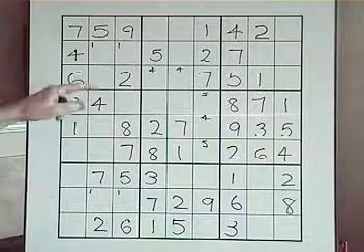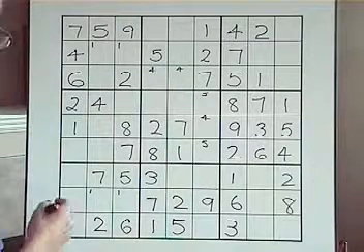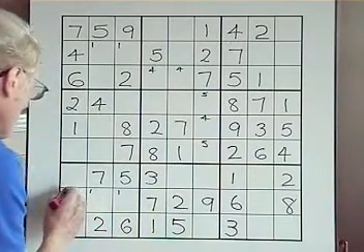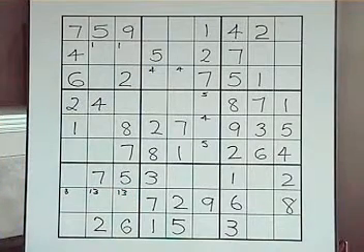Any ramifications to that? No. 3s. We have two 3s. A 3 could go in the bottom, top, middle. A 3 could go here, here, and there. But I'm not going to underline anything.